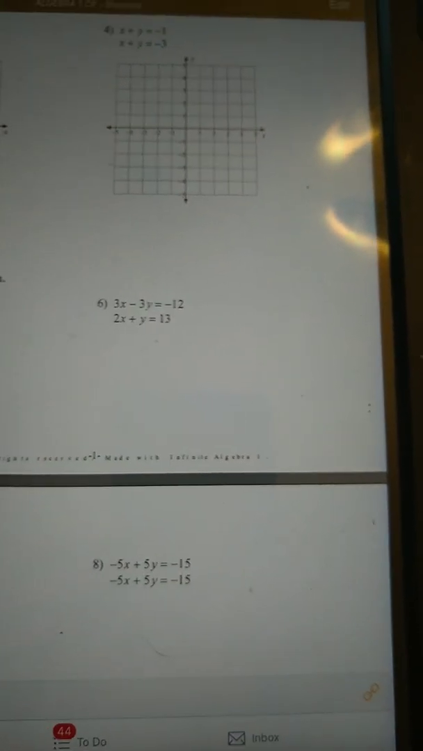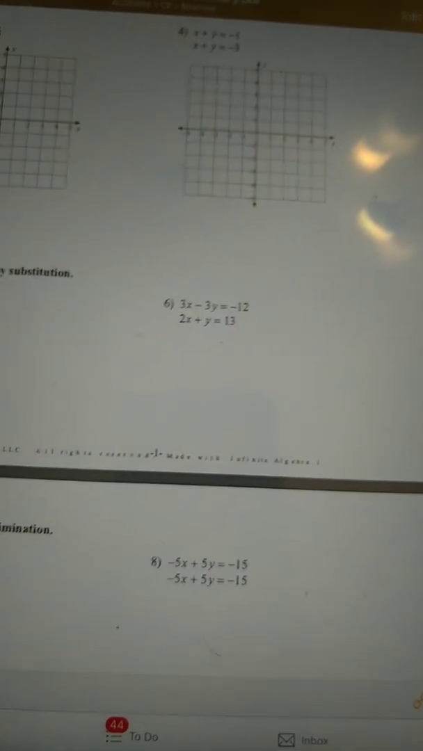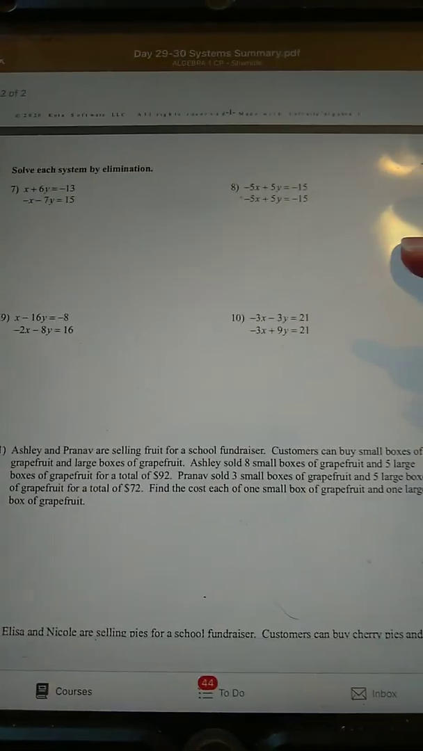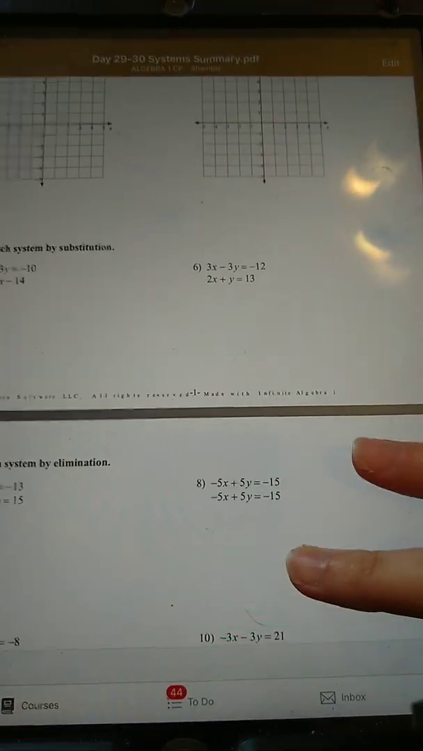So days 29 through 30 are actually the same assignment. We've got solving by graphing up here, we've got solving by substitution, and then we've got solving by elimination, and then 2 word problems. I'm going to do number 6, which is one of the solving by substitution problems, because it looks like an elimination problem, but obviously the directions say to use substitution.